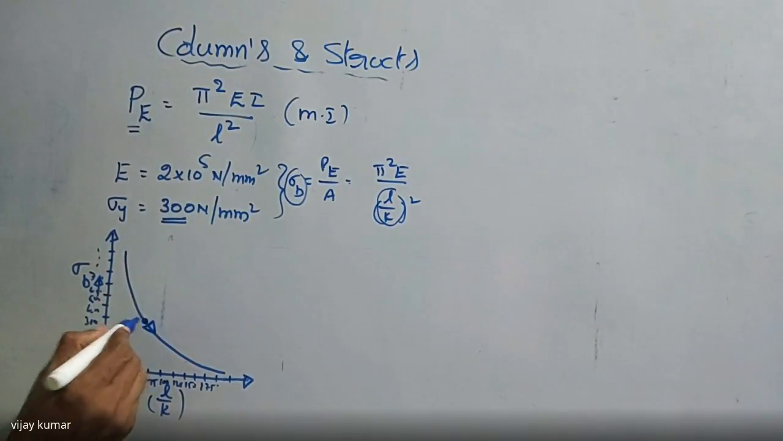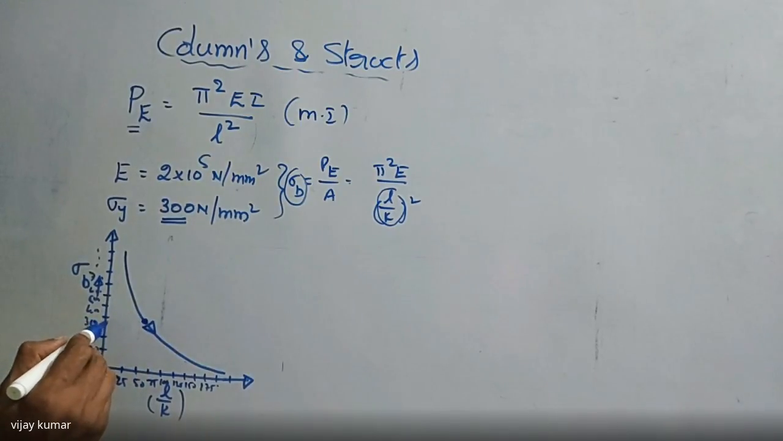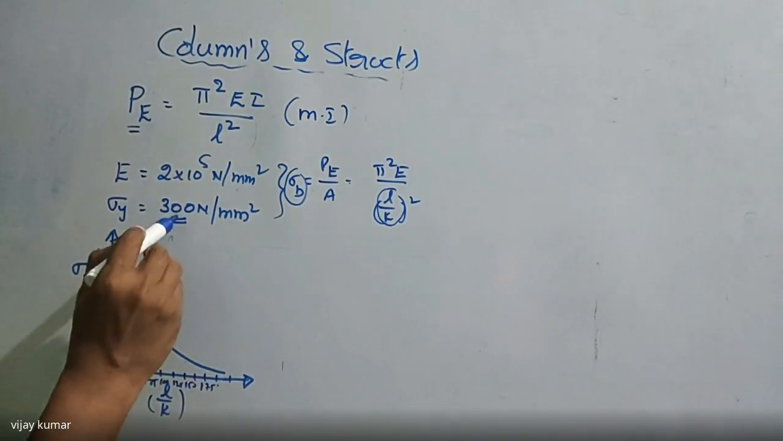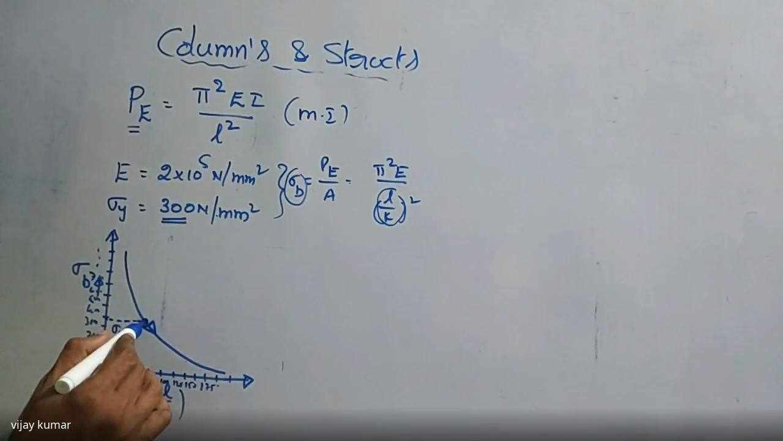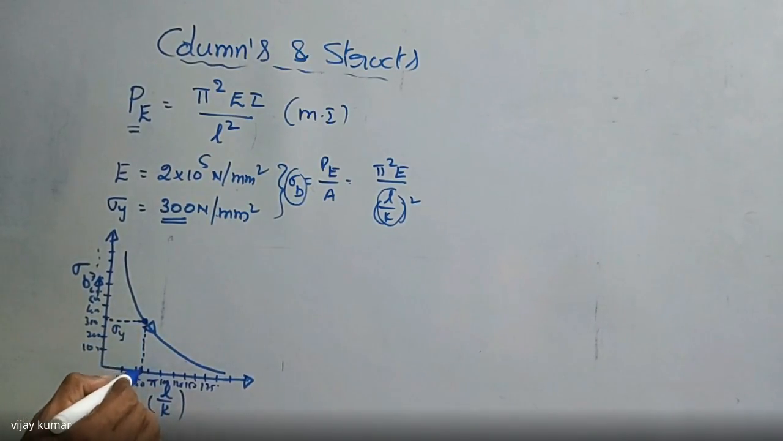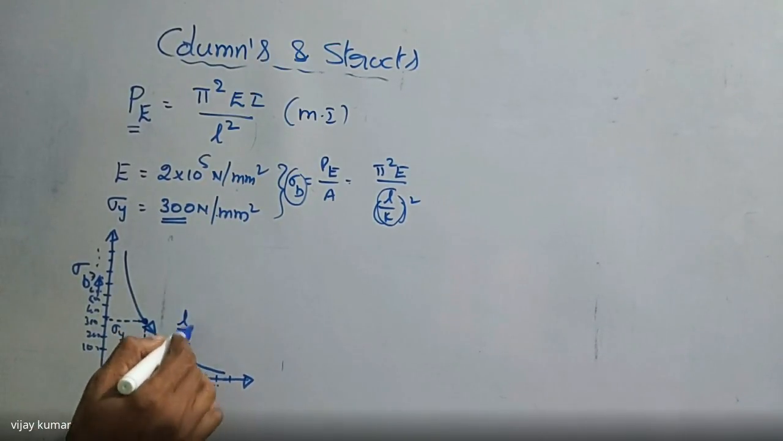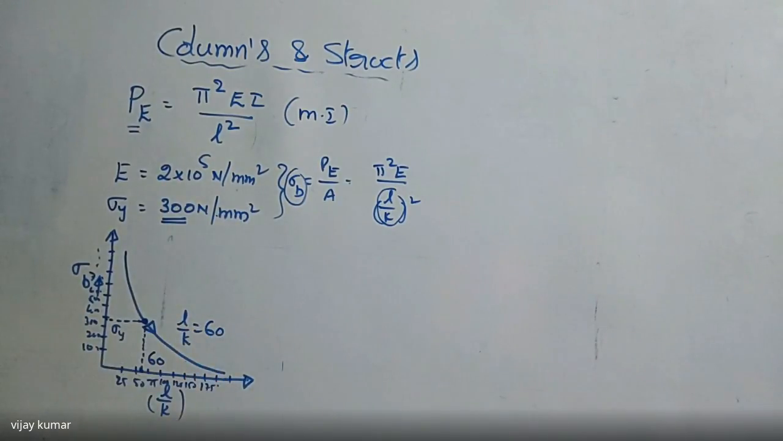This value is, for example, 300 Newton per mm square. This is nothing but the yield stress or maximum bending stress in this material, mild steel. So corresponding to this point, if you draw the vertical line, it gives some value, 60 here. That is nothing but the L by K ratio. L by K ratio is equal to 60. That is the limitation of Euler's formula.